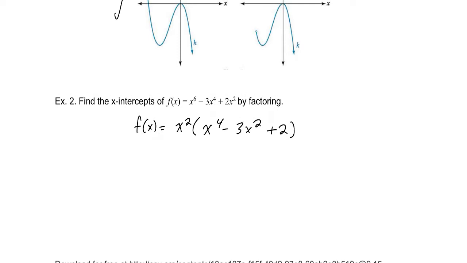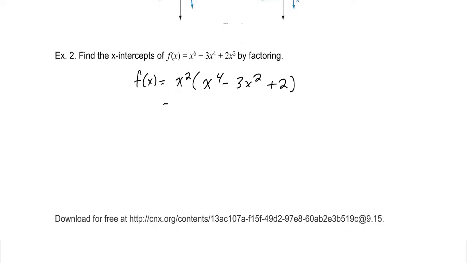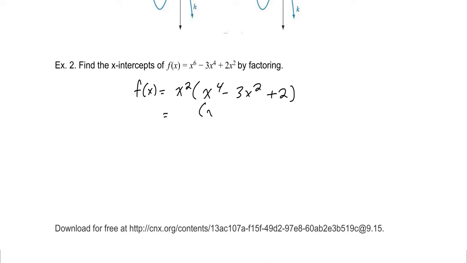Now, x to the 4th minus 3x squared plus 2, that also factors. Numbers that multiply to be 2 and add to be negative 3. We're going to have x squared minus 2 and x squared minus 1. And we'll keep our x squared term there.